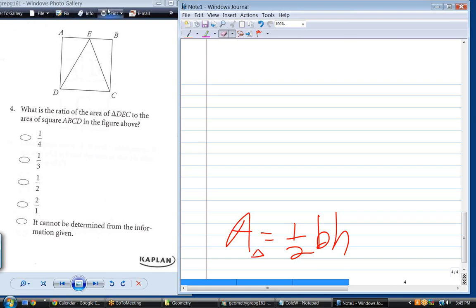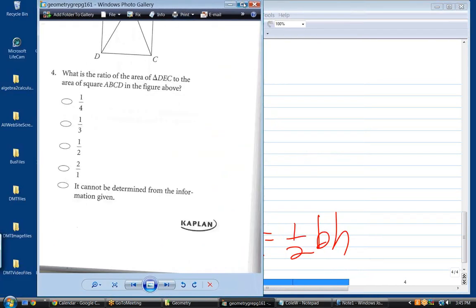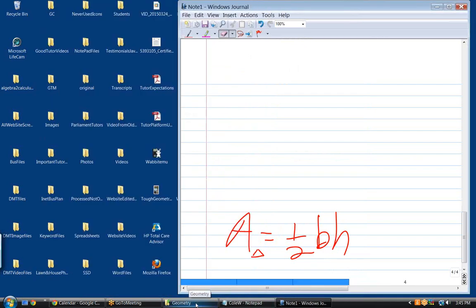All right, let's go on. I think that's the last page here. We want to go to 162.